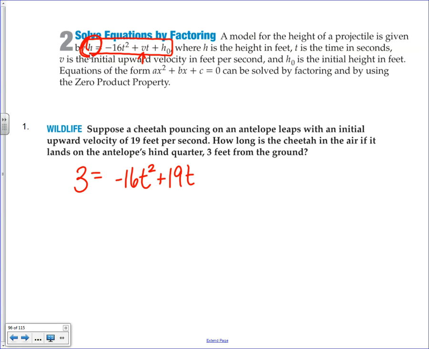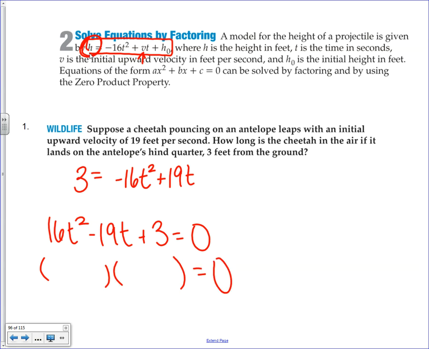I'm going to move that 3 over. Actually, I think I'm going to move the 16 and the 19 over so that the 16 is now positive, the 19 will be negative, and then this will be my equation. We're going to need to go ahead and factor this. I'm going to need factors of 16, which I'm going to have to guess on. I also will need factors of 3, but the only factors of 3 are 3 and 1.